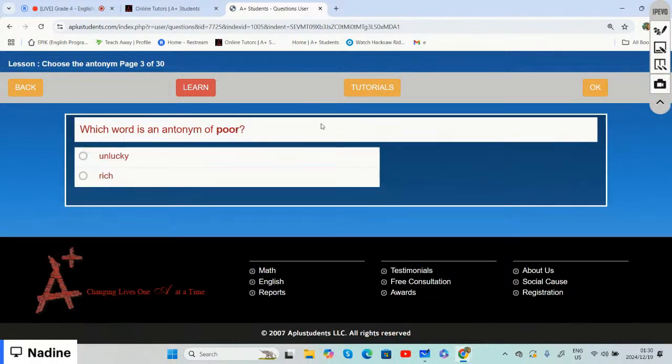What is the antonym of poor? Is it option one, unlucky, or option two, rich?